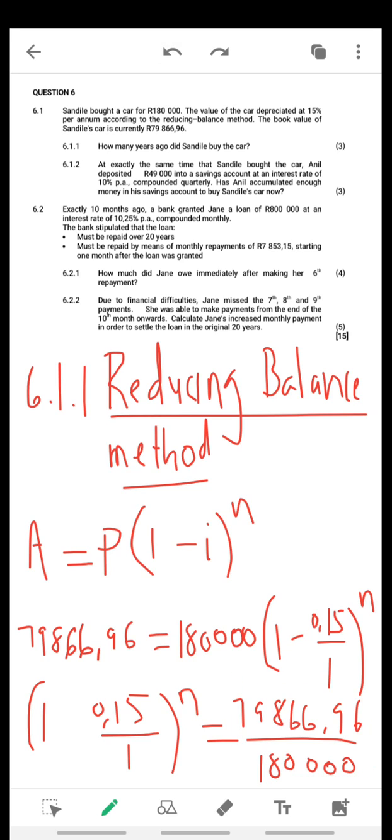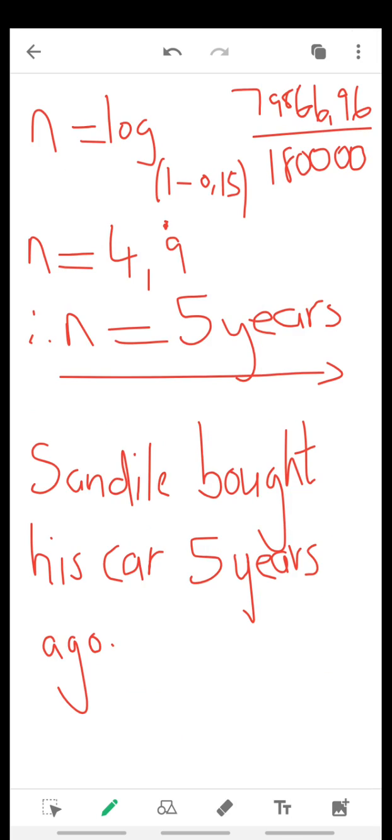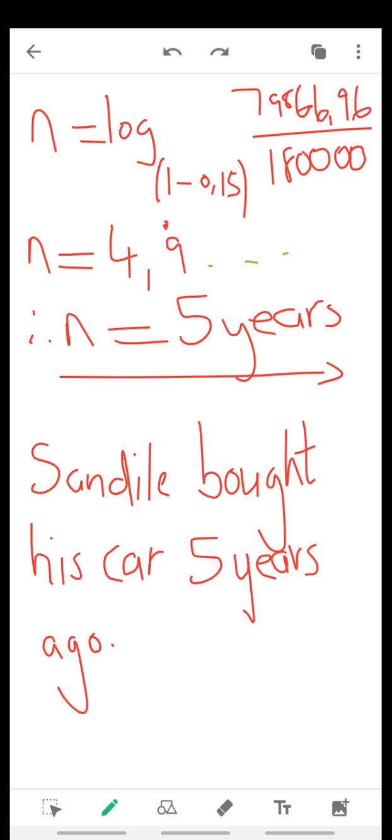Logarithm. So it will be N equals log base 1 minus 0.15 of this value here, where this is our base and this is our constant. Therefore our N equals 4.99999 recurring, which is approximately 5 years. So that means Sandile bought his car 5 years ago.